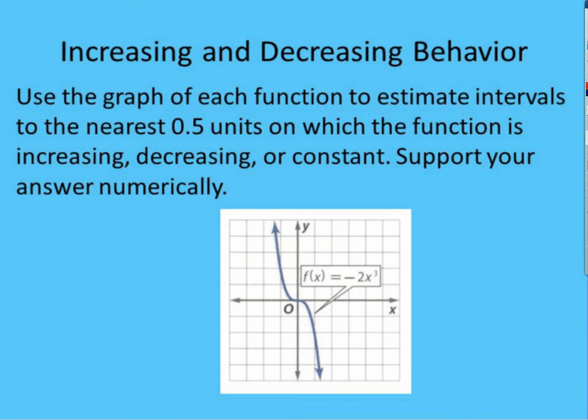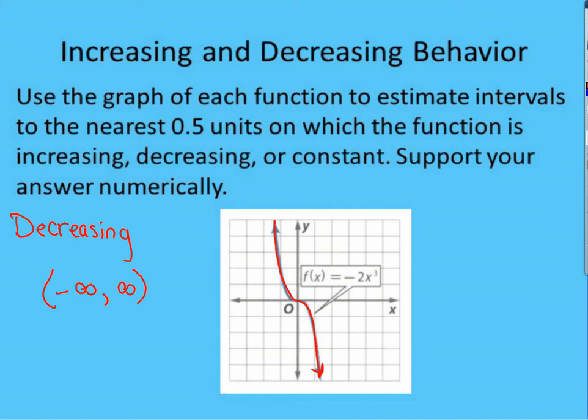So we're going to use the graph of the function to estimate intervals to the nearest 0.5 units on which the function is increasing, decreasing, or constant. If we take a look at the picture, it does look like for the entire function it is going down. So we would say it's decreasing from negative infinity to positive infinity.